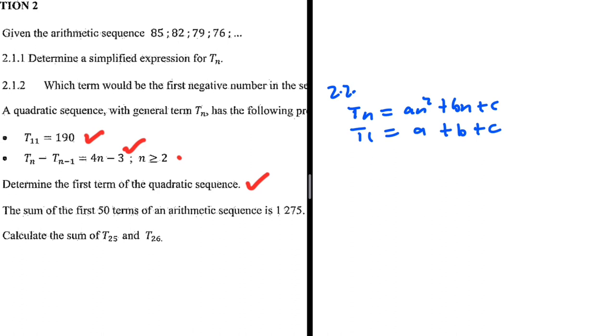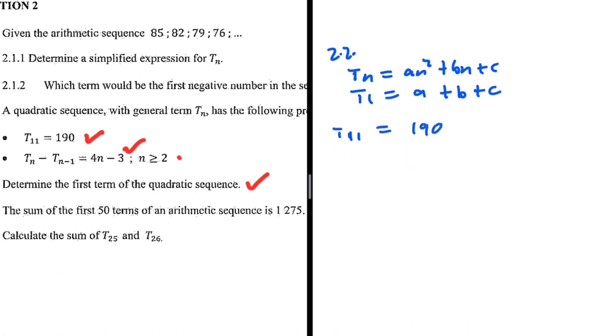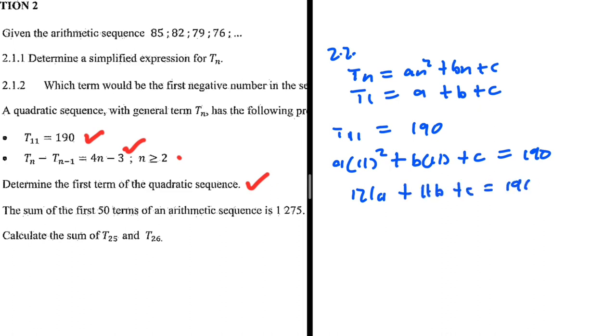Let's take a look at T11. T11 is equal to 190. But in terms of Tn, we're going to have a multiplied by 11 squared plus b multiplied by 11 plus c being equal to 190. What is 11 squared? We know that to be 121. So we're going to have 121a plus 11b plus c being equal to 190. Clearly we can't do anything amazing with that piece of information. We need to find another way to generate more information, because we are not given a lot.